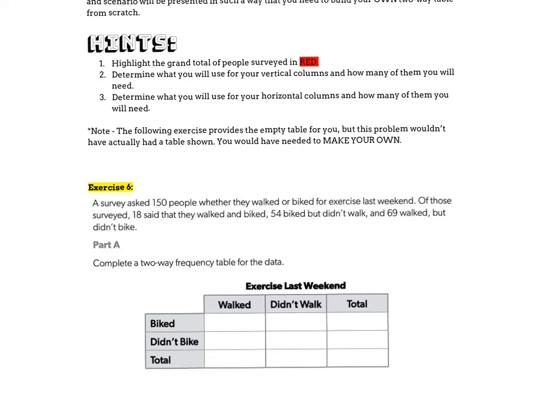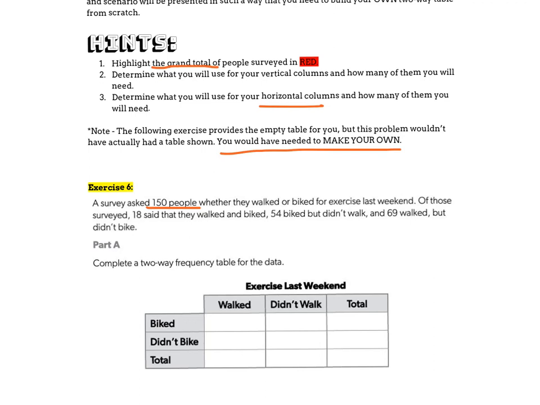I recommend that you highlight the grand total in red. So if you're reading the scenario like this tells you 150 people, you would automatically know to put that number down in, okay? Determine what you will use for your vertical columns and how many of them you will need, because sometimes the table is totally blank. You would even need to label it yourself. So that's something you need to consider. And then same with determine your horizontal columns and how many. So if you're drawing from scratch, you would have to make your own.